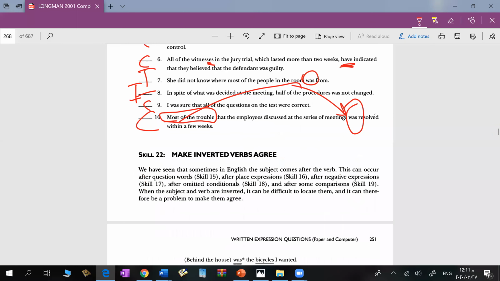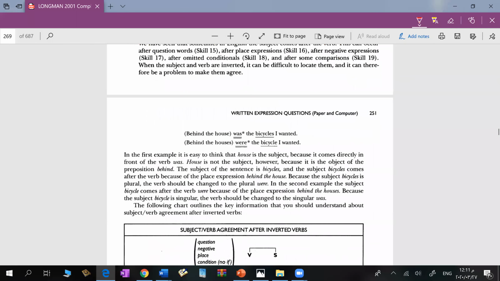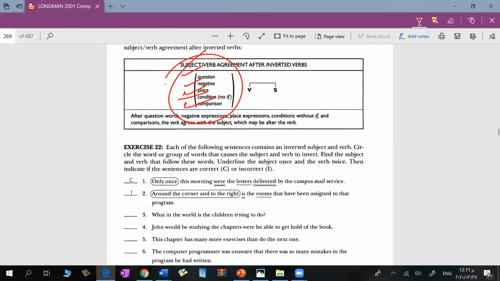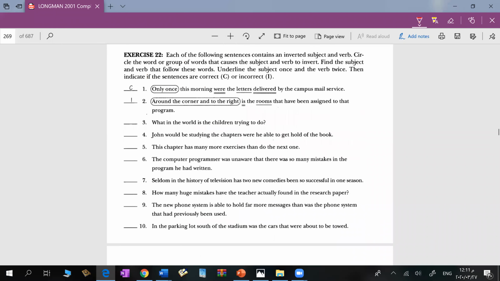Okay? Make inverted verbs agree. Of course, the same scale exactly, but with inversion, we studied inversion before. We need to make verbs agree with subjects in inversion. When do we invert? We invert with questions, as we said before. We invert with negative expressions like only, hardly, not only, nor, whatever. Place expressions, conditional if, second and third, and comparisons. Remember, we have just done them. So what we need to do here is make sure they agree together. Okay. Now I'll give you again 1 minute to answer questions 1 to 10.